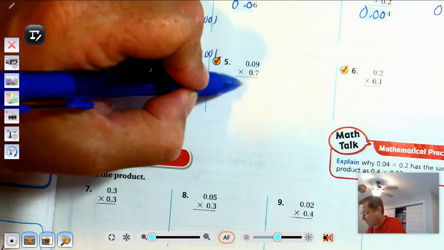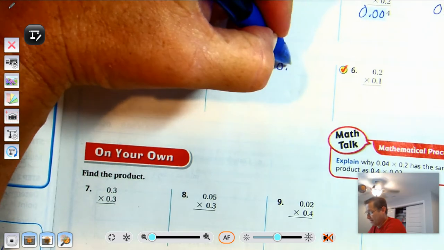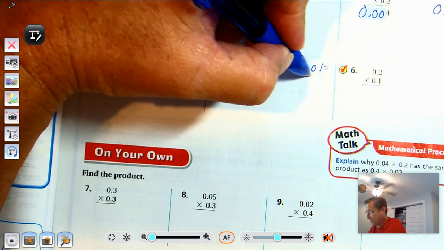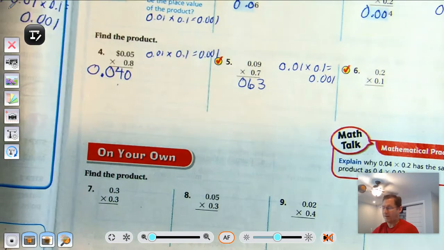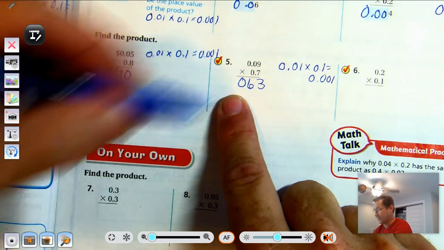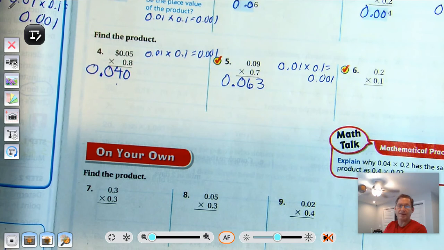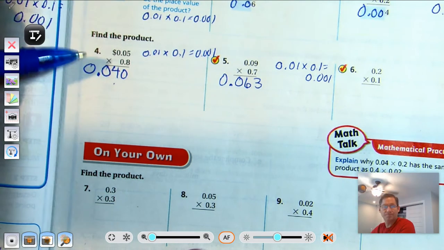Number 5, 9 times 7, 63. Hundredths times tenth equals thousandths. So we're going to add a 0 in front of the 63, then put the decimal point, and we have 63 thousandths. I do want to go back to number 4.